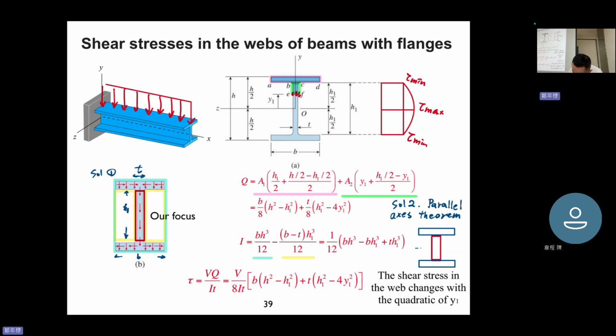You can determine your red part by using BH^3 divided by 12. Okay, red part is easy. But you need to determine this upper part, BH^3 divided by 12, but you need to move it parallelly by using the parallel axis theorem. You need to move this axis to the neutral axis and do the second one, and you will get exactly the same value of this.